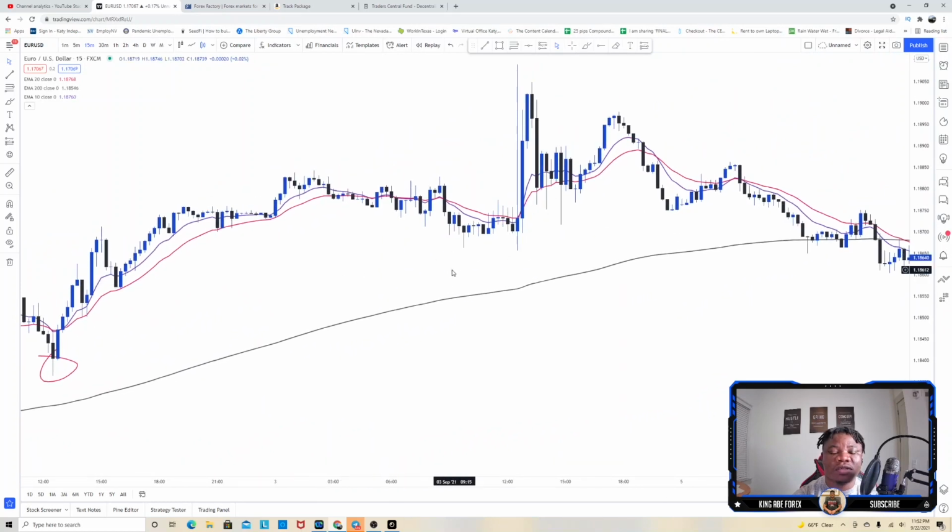So guys, this is how you use this strategy for a buy position and a sell position.